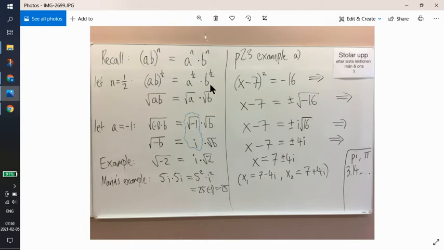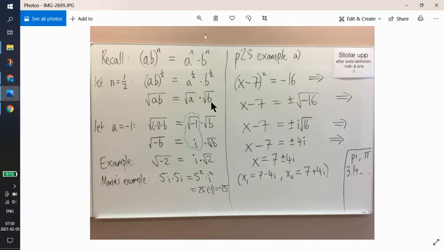So specifically, if n is equal to 1/2, it looks like this. And when we raise something to the power 1/2, we can also write that as a square root. So then we get this. What we're saying is that the square root of a product is equal to the product of the square roots of the factors separately.